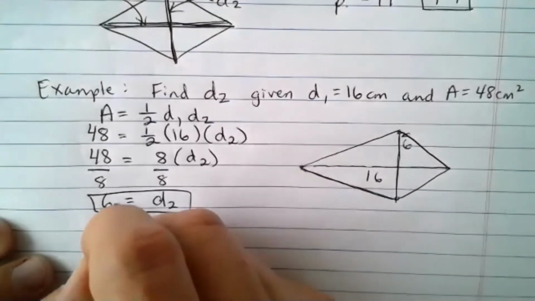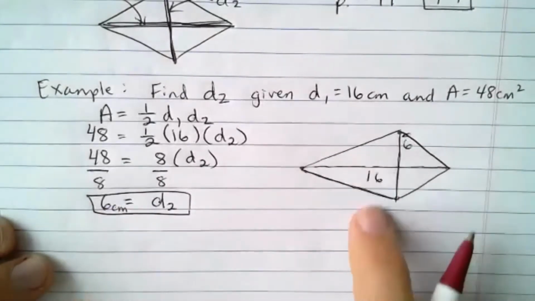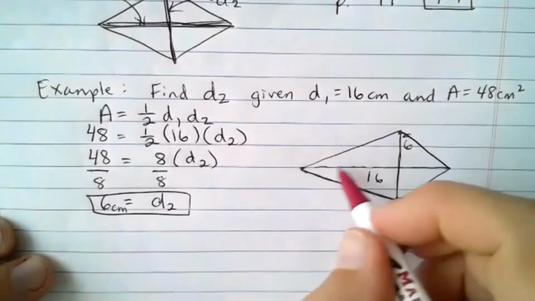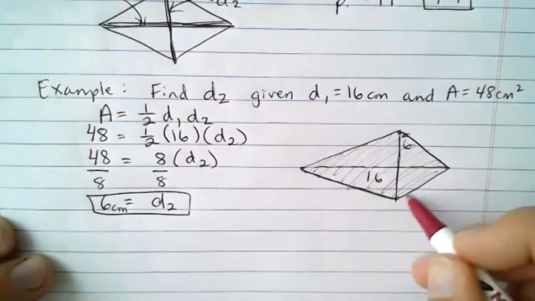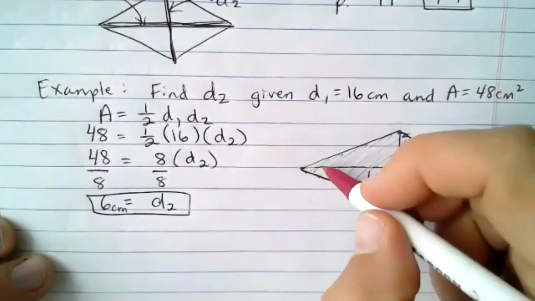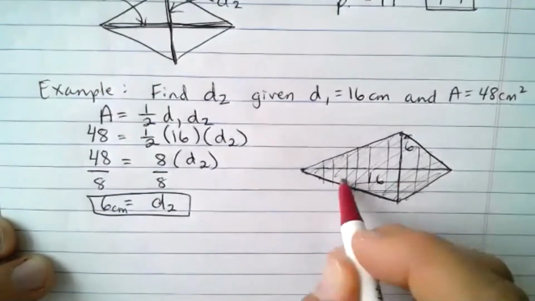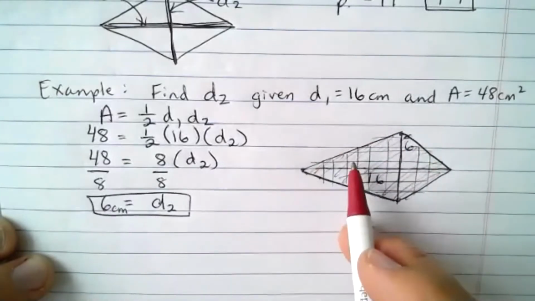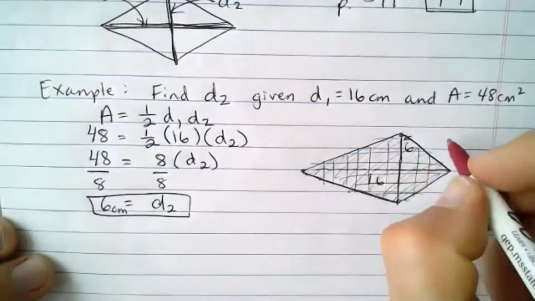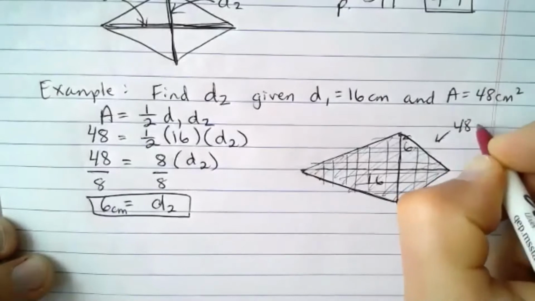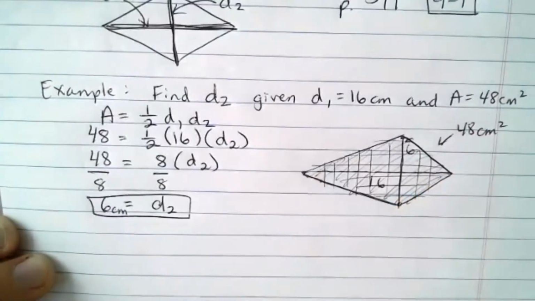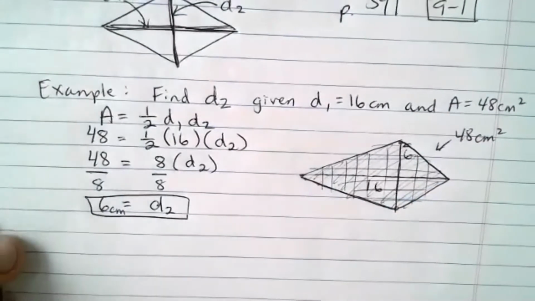So in this case, this is 6 centimeters for our diagonal. And the area, all this right inside of here, would be 48 squares. So if you were to square this off and draw out all these little squares inside of here and count every little square, you would count 48 centimeters squared, okay? All right, that's what that means.